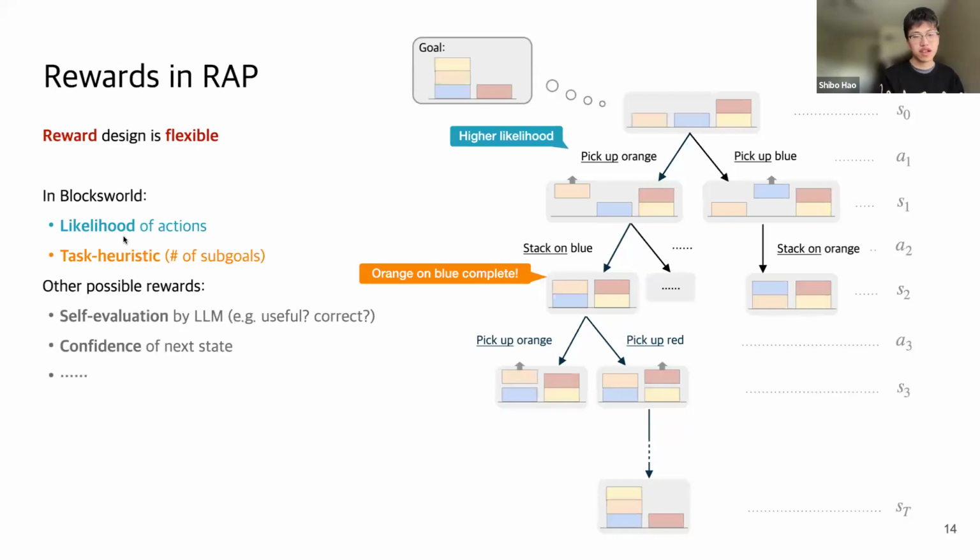Sometimes the problem can be hard to solve at first glance, but maybe it's easier to discriminate the error in the action when you have already thought about this action. So this self-evaluation reward is very general. And we can also have other rewards like confidence of the next state. Sometimes the reward model is not always deterministic, and we want to favor those trajectories that are more confidently predicted by the reward model.